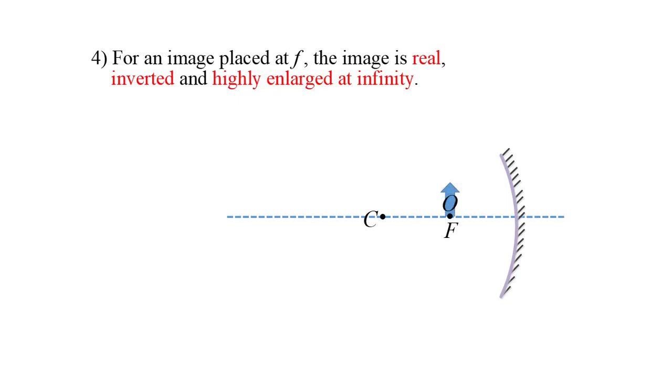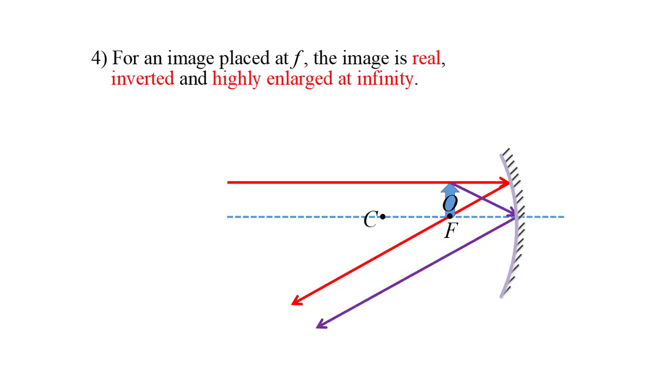Fourthly, for an object placed at F, that is at the focal point, the image is real, inverted, and highly enlarged at infinity. This is our concave mirror, the principal axis, C and F points. If our object is originally placed at F, this ray is reflected passing through the focus upon reflection, and a ray which is heading towards the optic center is reflected in this way, because the angle of incidence here must be equal to the angle of reflection here.